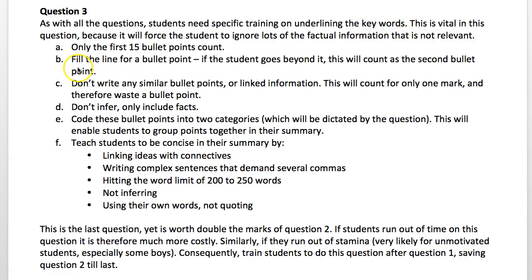looking for. You're given 15 lines to put your bullet point answers on, and your target really is to fill that line. But remember, if you go beyond that line onto the next one, this will count as your second bullet point. So you'll only get the mark once because as a second bullet point, it'll just be repeating itself. So don't do that. Don't write any similar bullet points or linked information because this will only count for 1 mark and therefore it will waste a bullet point.